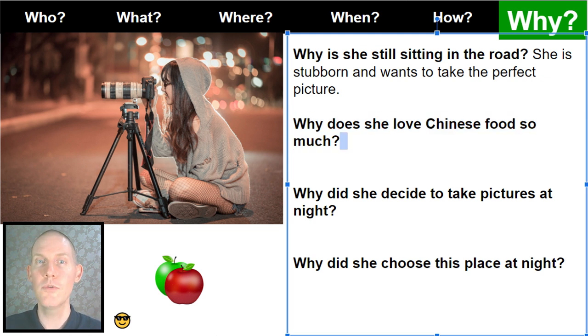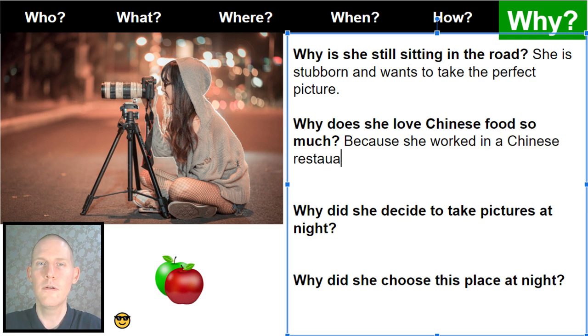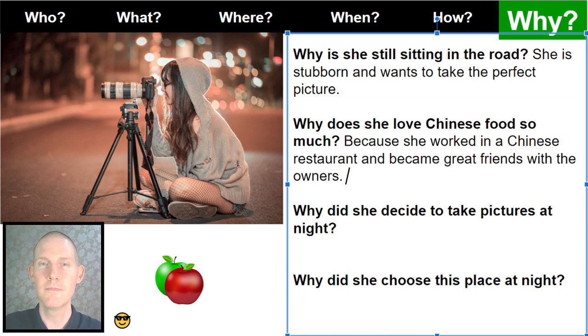Why does she love Chinese food so much? Let's see. Why does she love Chinese food so much? Probably because she worked there in a Chinese restaurant and became great friends with the owners. Layla Almeida says, difficult to write so fast. Yes. We can improve, right? Always improve our typing skills. Our fingers are going.